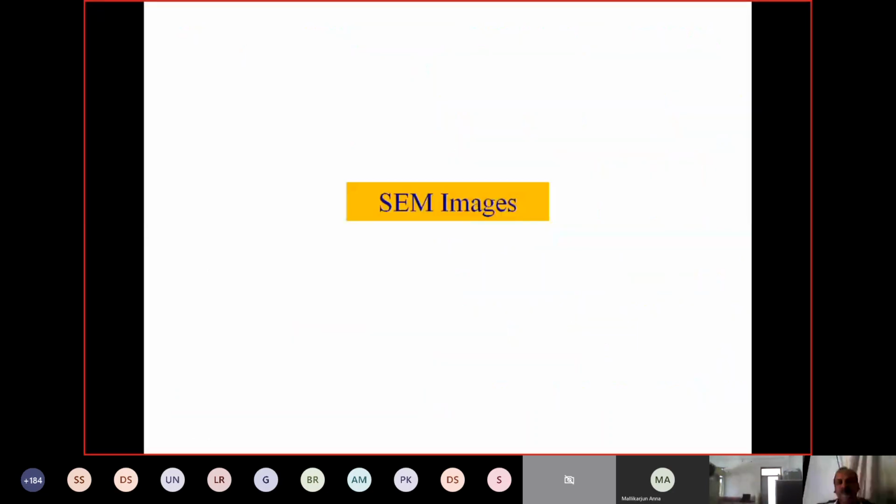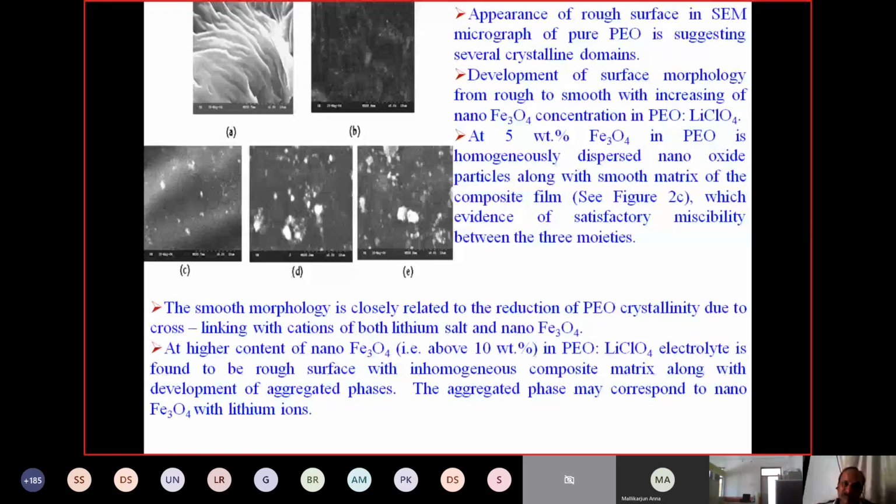Okay, this is here, SEM. This is for pure PEO, this is for PEO LiClO4, and this is for the nanoparticle which was added to this polymer electrolyte. You see increasing the Fe3O4 content here. Whatever we can see, this is the Fe3O4 nanoparticle dispersion in this film. But at higher content, you see aggregation of the Fe3O4 nanoparticle.